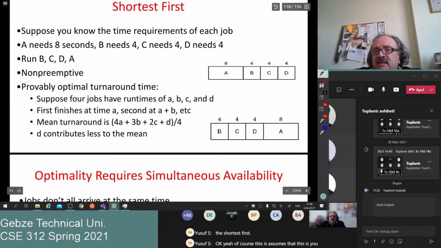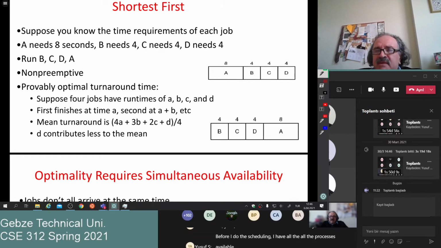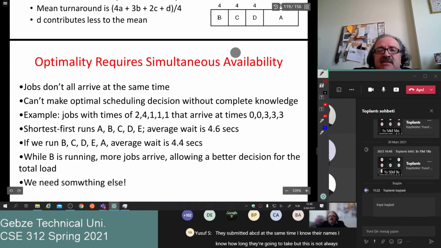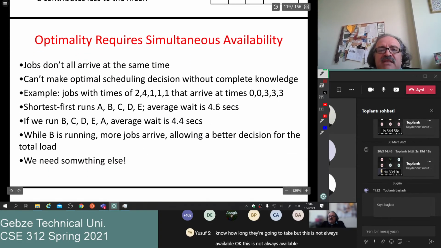Of course, this assumes that before I do the scheduling, I have all the processes available. They submitted A, B, C, D at the same time. I know their names. I know how long they are going to take. But this is not always available. Let's look at this one. We say that jobs don't arrive at the same time.